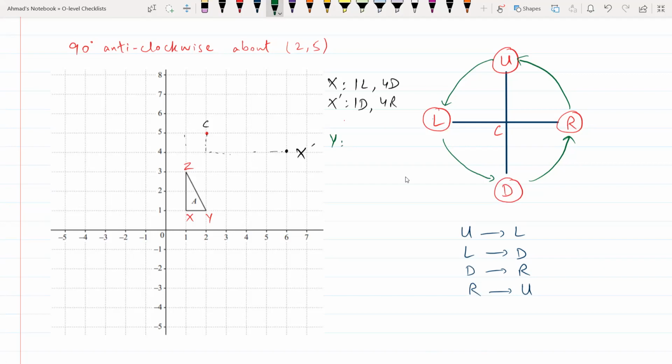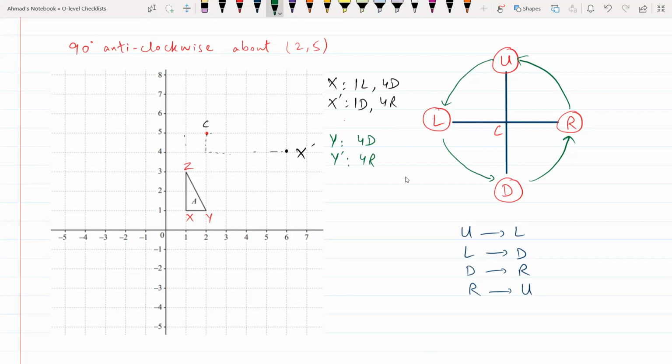Y क्या था? Y was from the center. Horizontally कोई movement नहीं है. So 0 left-right, but it's just 1, 2, 3, 4, 4 down. 4 down है sir. So Y bar क्या हो जाएगा? Down कहाँ चला जाता है? Down goes to right when you do anti-clockwise rotation. ठीक है? Down right में चला गया. So that's going to be 4 right.